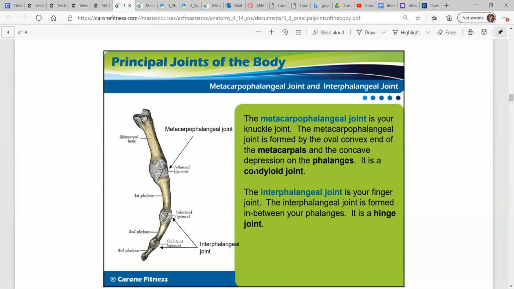The metacarpophalangeal joint is your knuckle joint. Your knuckle joint is formed by the oval convex end of the metacarpals and the concave depression of the phalanges. It is a condyloid joint. And then within the phalanges, further towards the tip of your fingers, you have the interphalangeal joints. And those are hinge joints. They can only go one way.